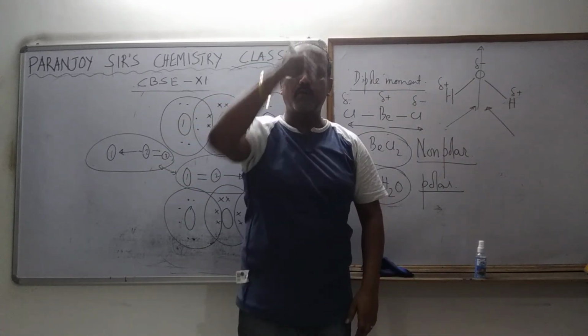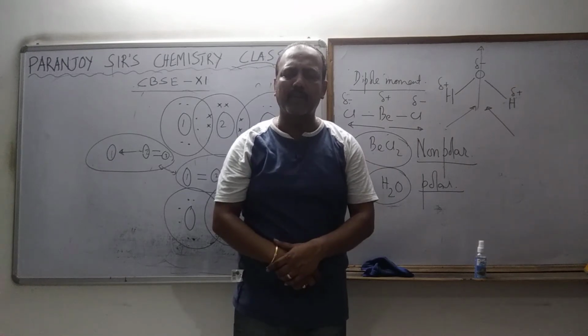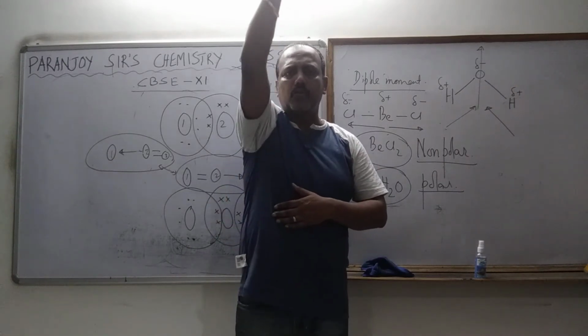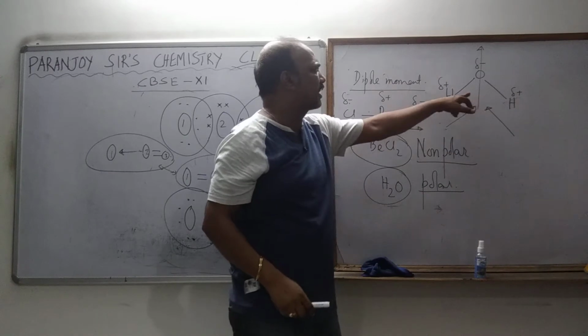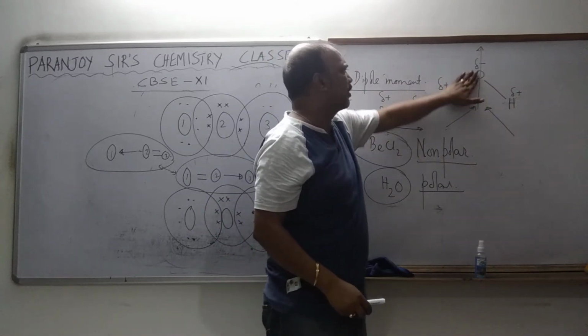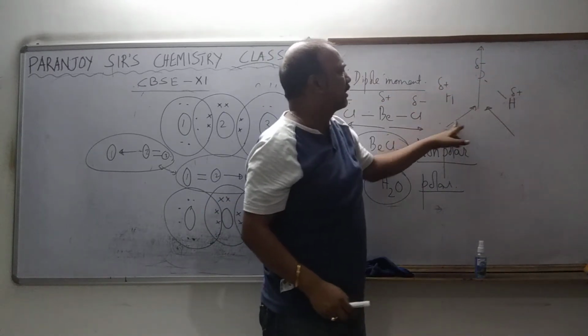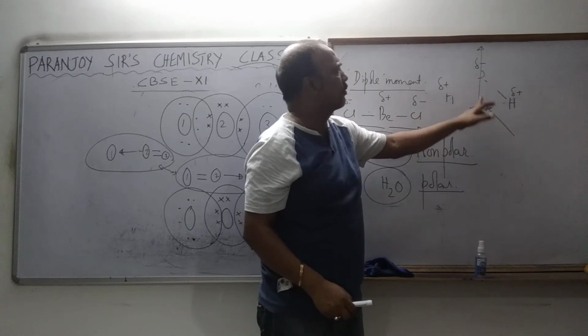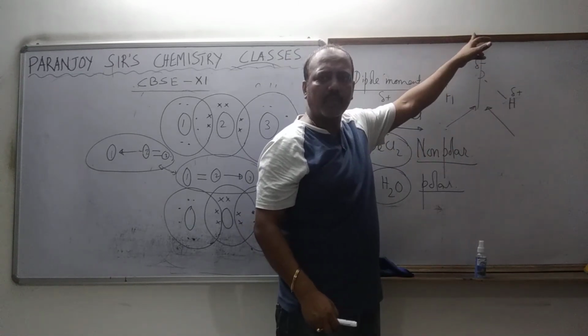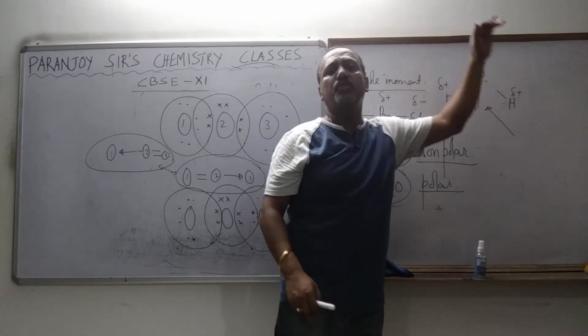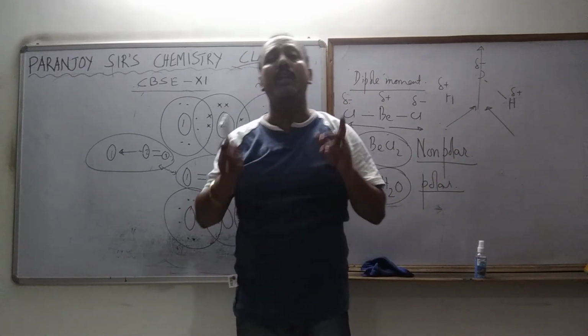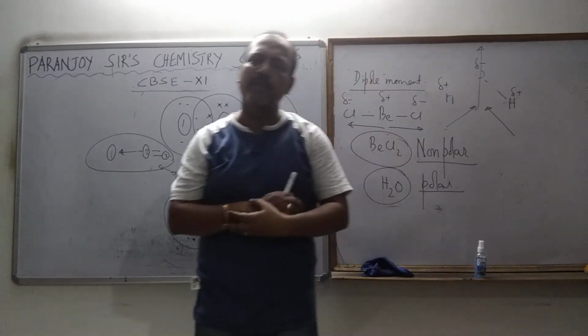Law of parallelogram, you know this, right? It will be the diagonal of the parallelogram. So it will be generated like this. This is the resultant dipole moment. Forget about this diagram. If these two dipole moments are there, this is the resultant dipole moment. That means the H2O molecule as a whole has a dipole moment.